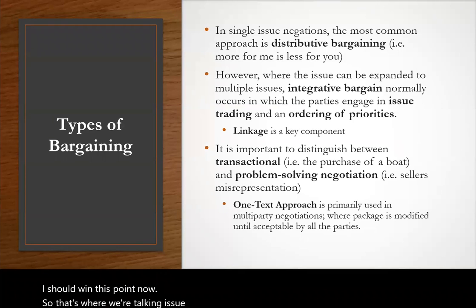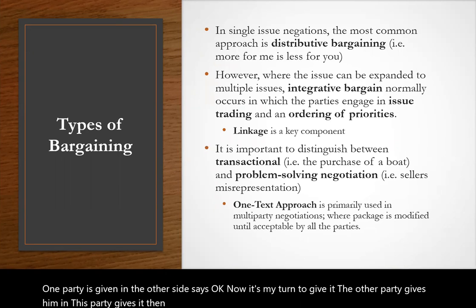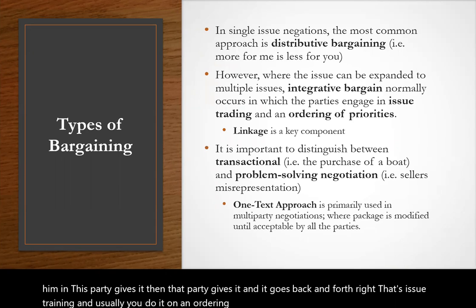One party gives in, the other side says, okay, now it's my turn to give in. The other party gives in. Then this party gives in. Then that party gives in. And it goes back and forth, right? That's issue trading. And usually you do it on an ordering of priorities.